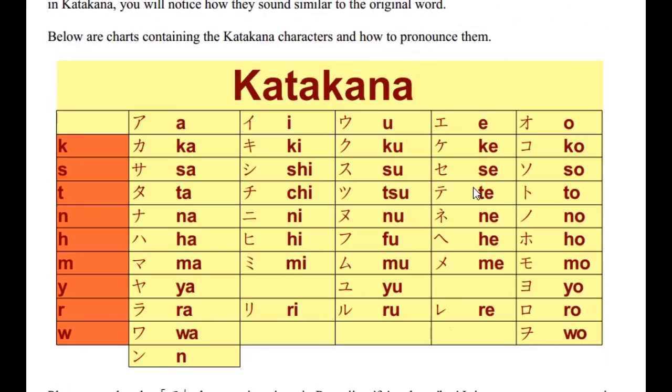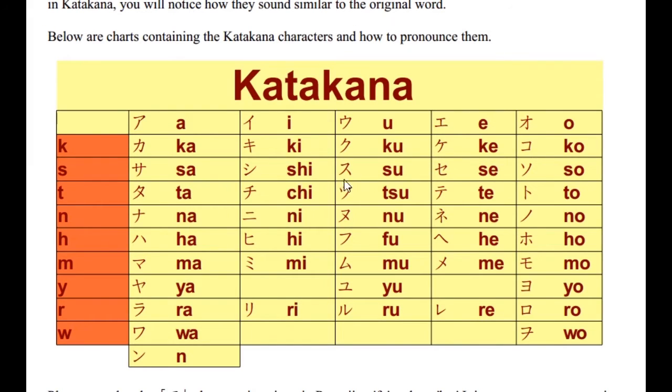Okay, and here we have our katakana chart. In the column over here, we have our consonants, and in the top row, we have our vowels: a, i, u, e, o. When we combine a consonant with a vowel, we can get a new sound. So let's practice. We have ka, ki, ku, ke, ko.